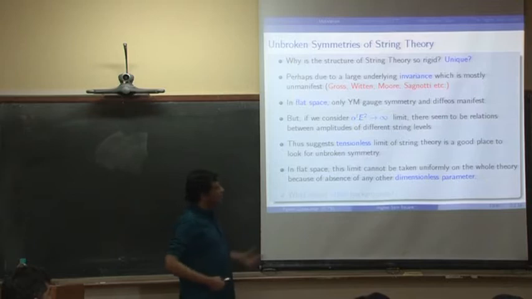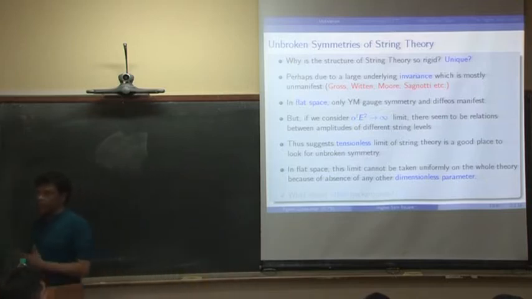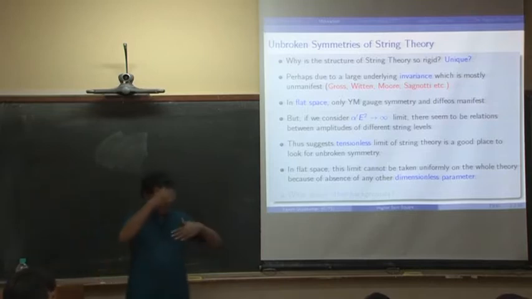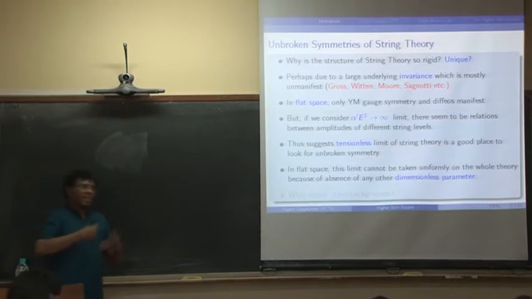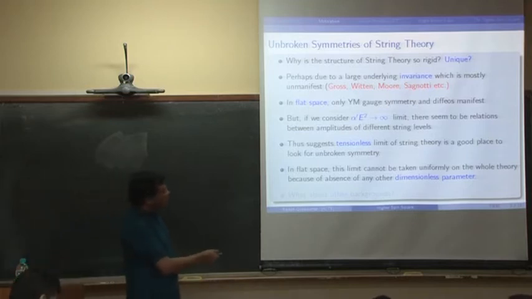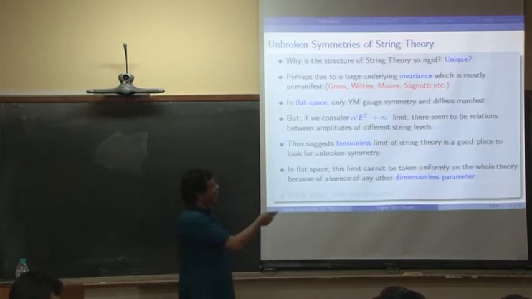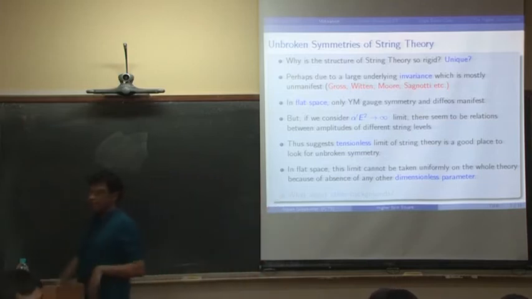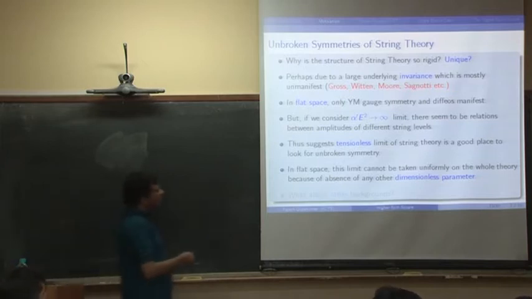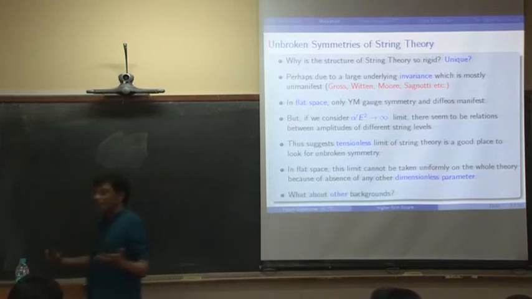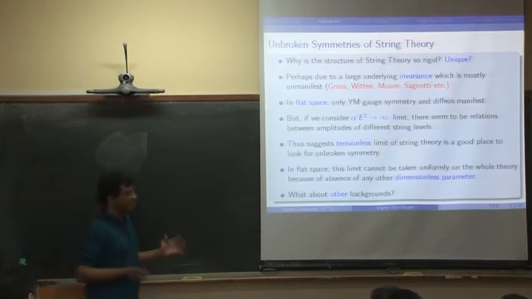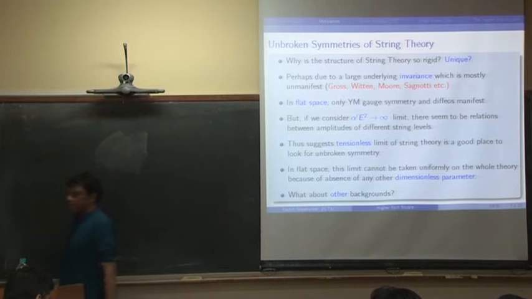So firstly, this suggests that this tensionless limit is maybe a good place to look for unbroken symmetry. In a way, the tension is like a mass scale in the theory, perhaps dynamically generated. But in flat space, since there's no other dimensionful parameter in the background, it's not very clear how to take this limit uniformly in the theory, except in some kinematic regime or in particular states. So if you naively try to take a tensionless limit, you get a very singular theory, and it's not clear what to do with it.